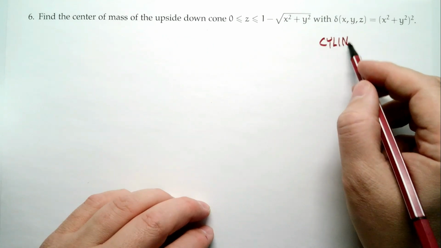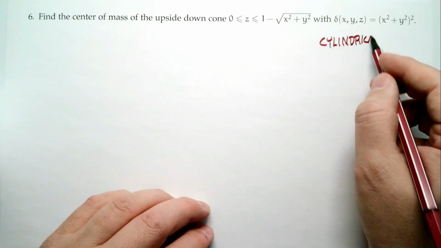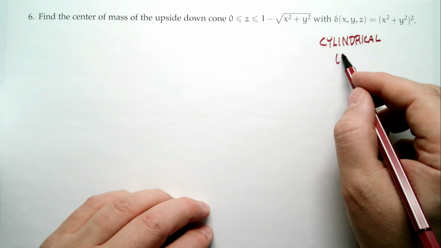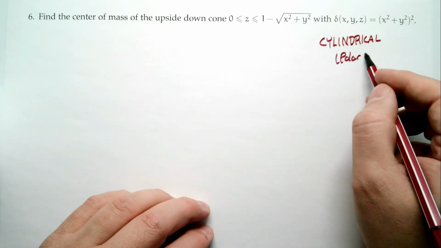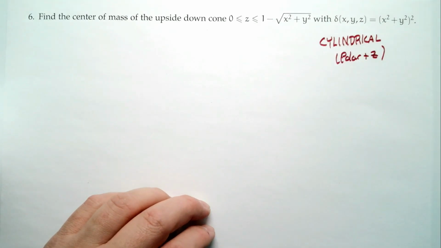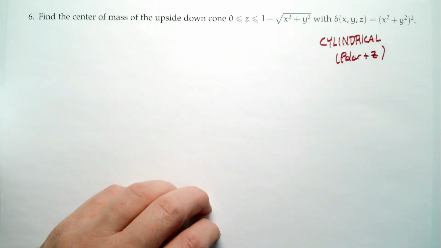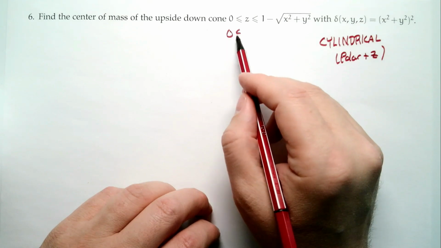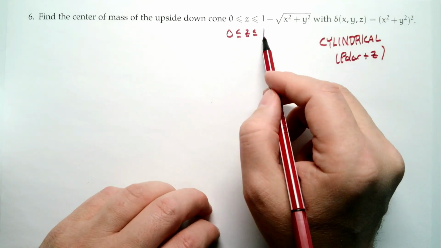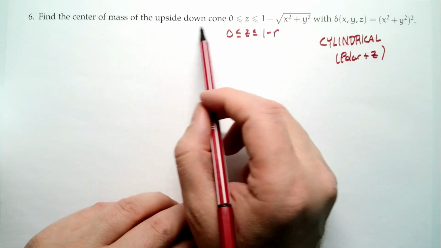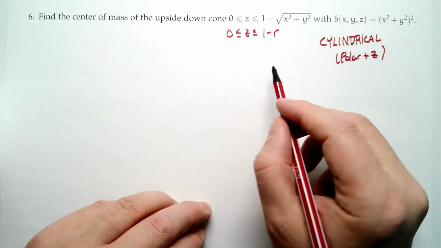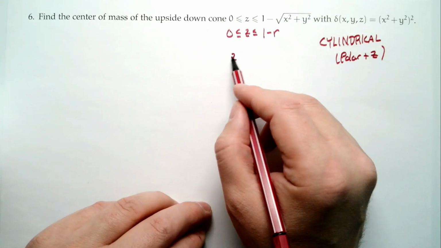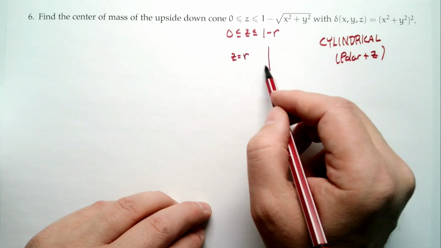So remember that cylindrical coordinates, the way that it works is that it's polar plus z. So we're going to do what we would do with polar coordinates, but then we have this extra z floating around. Now, as far as the shape goes, it's not too hard to get a sketch. We already are told our basic shape. It's an upside-down cone. So a basic cone looks like z equals r.